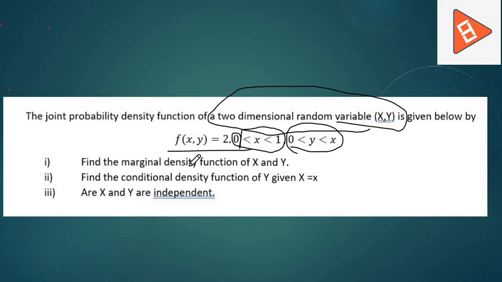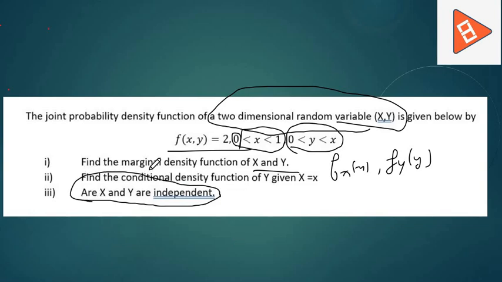So now we have to find out the marginal density function of x and y, means we have to find f of x or f of y. Secondly, we have to find out the conditional density function of y given x. And in third, we have to check whether x and y are independent or dependent random variables. So now we will discuss them one by one. First of all, we will find out the marginal density function of x and y.